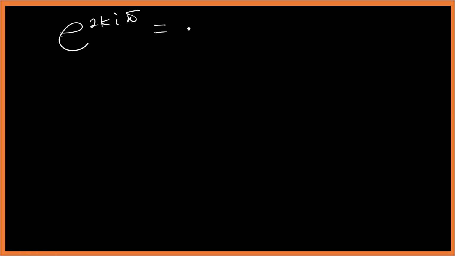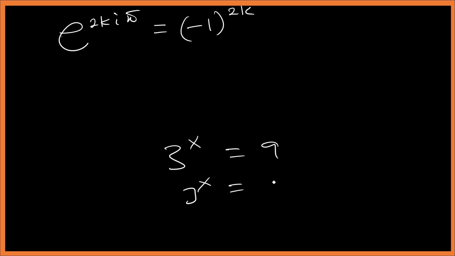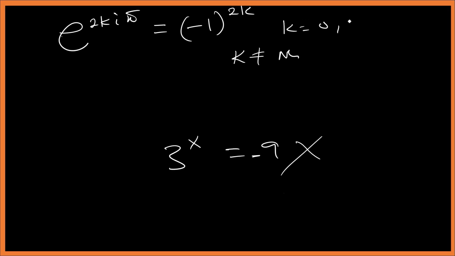Now let me explain this one. When you are given 3 raised to the power x equals 9, this side will be 3 raised to the power x equals 3 squared, therefore x equals 2. But what if I make this side negative? Once I make this side negative, this one won't be possible. Now k takes values, k is not negative. k takes values from 0, 1, 2, 3 up to infinity.